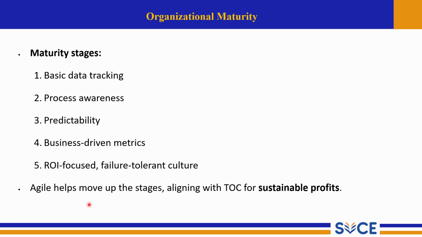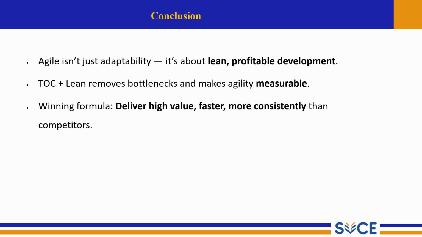So, Agile helps move up the stages aligned with the TOC for sustainable profit. Here, TOC means theory of constraints. What are the constraints for sustainable profit? And moving into next, it is the overall summary of this session.